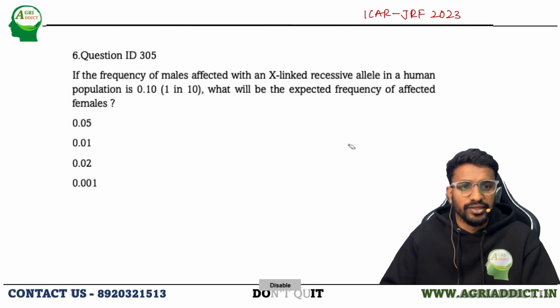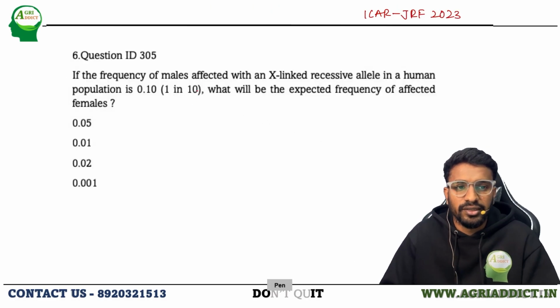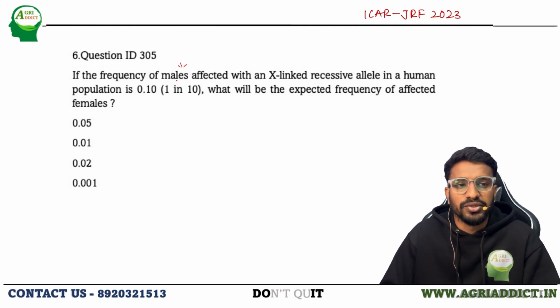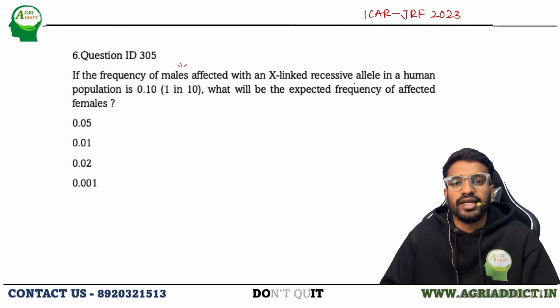I have another example. You can clearly see here, this is another example of how this law or principle can be used. Here they are saying that the frequency of males affected with an X-linked recessive allele in the human population is 0.10, that is 1 in 10. So what will be the expected frequency of the affected females?